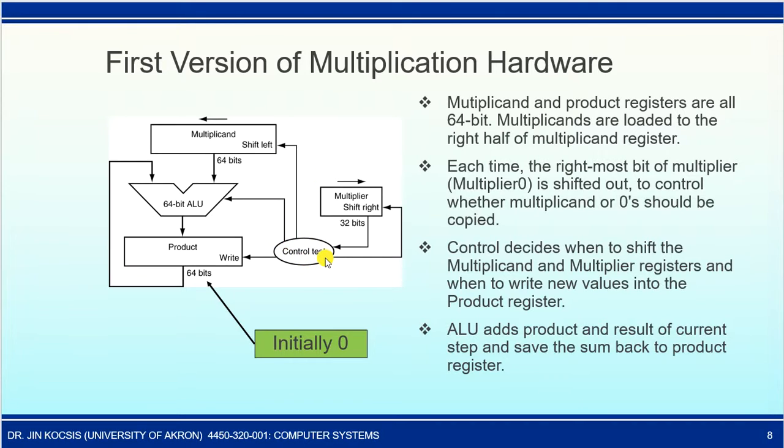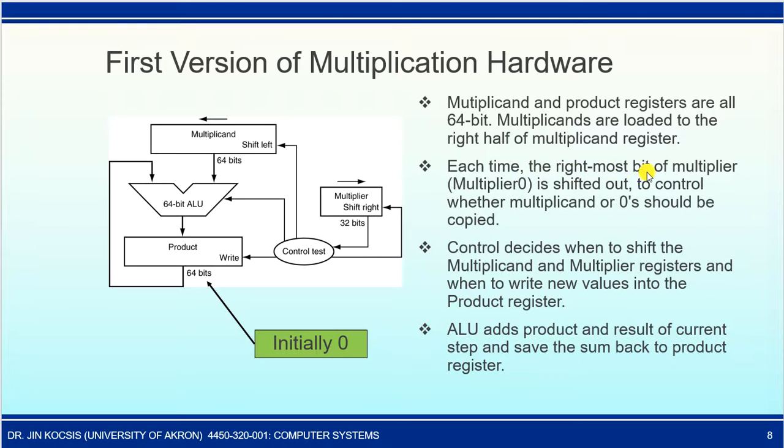And based on what do they send the command? Based on the least significant bit of my multiplier. That's why you can see this arrow here. Okay? And then you can see here is a summarized step. Basically, you can see multiplicand and product will be 64-bit. Multiplicands are loaded to the right half of my multiplicand register as the initial step.